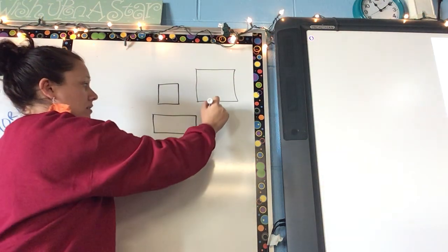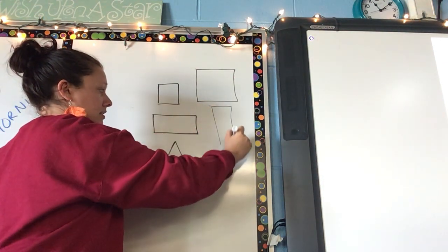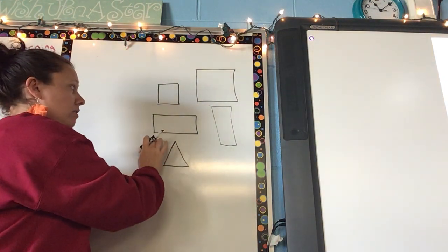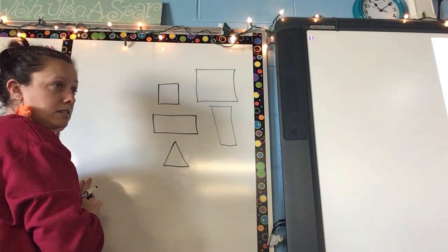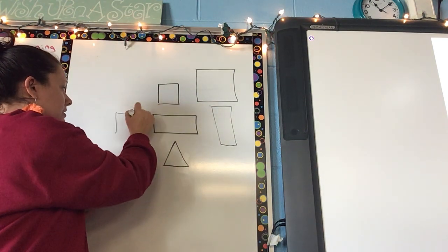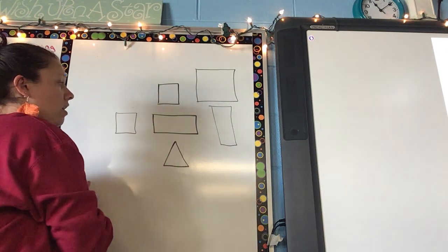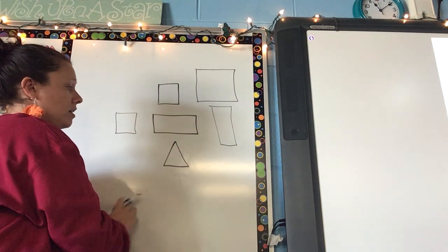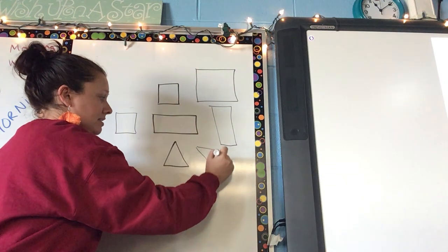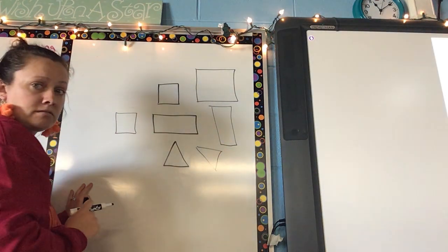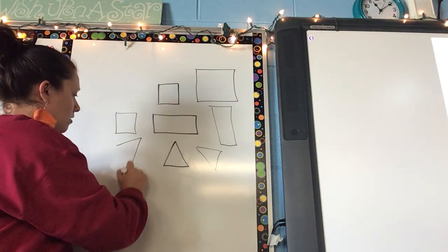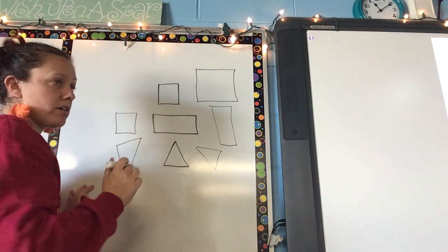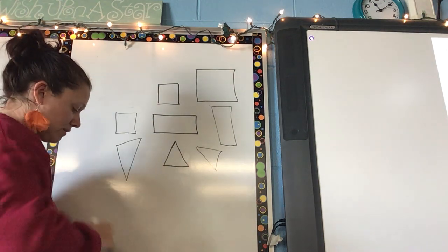A rectangle, can it also look like this? Yes. And the true definition of a rectangle, a square qualifies as. So yes, this is still a rectangle also. A triangle, could it go like this? Yes. Could it go like that? Yes. The triangle can get mixed up in lots of different ways.